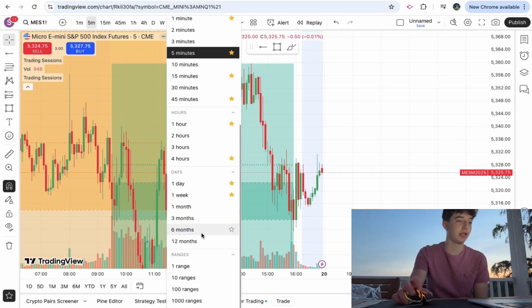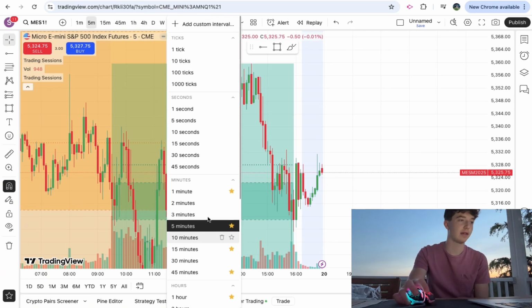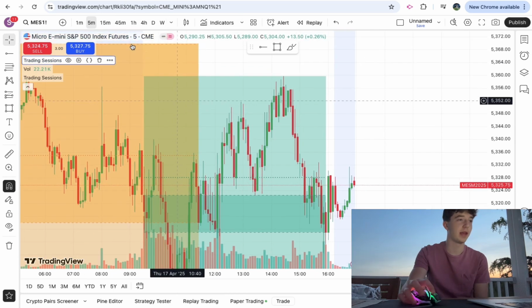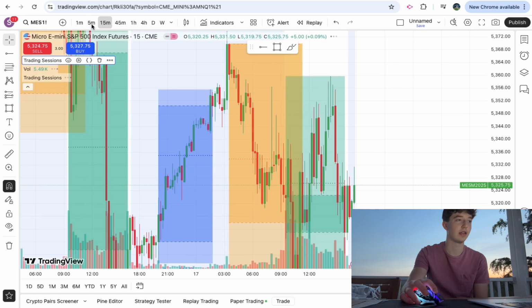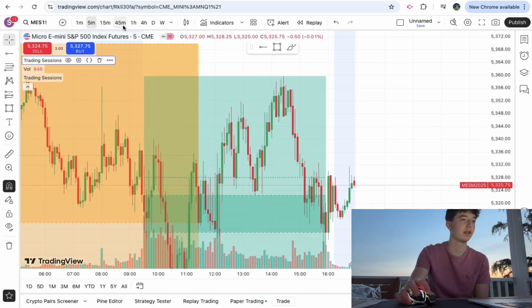I should probably favorite, it's up to you guys, really. You can add custom time minutes, and then they'll appear here when you favorite them, and then you can just click and go. As you can see, just change between them. Pretty neat.